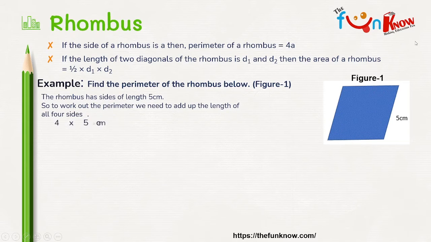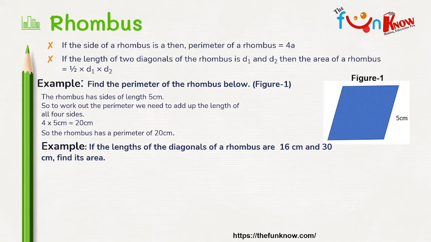See, students, one side of the rhombus is 5 centimeter. To work out the perimeter, we need to add up the lengths of all 4 sides, that is 5 centimeter into 4 as per the formula. So we are going to get the answer 20 centimeter. The rhombus has a perimeter of 20 centimeter. You can get a question like this in the examination, students. The number can vary, like here it is 5 centimeter, you can get any other number, but you have to remember the formula.